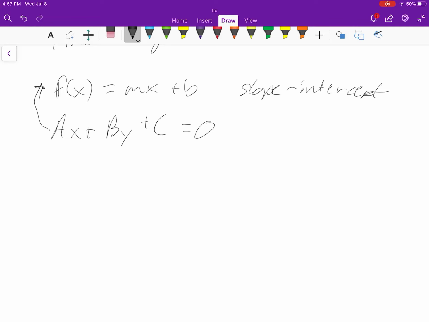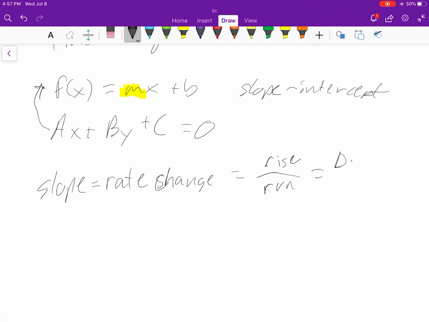Okay, so now that we know what a linear function is, we need to talk about slope. Slope is the m here. And what is slope? Slope is a way of interpreting change of one variable compared to another. So it's a rate of change would be another word for slope. Rate of change. You've probably heard of it as rise over run. So the rate at which y changes versus the change in x.